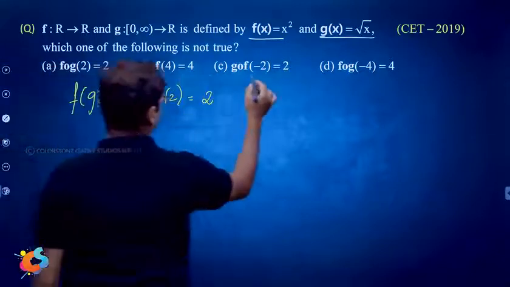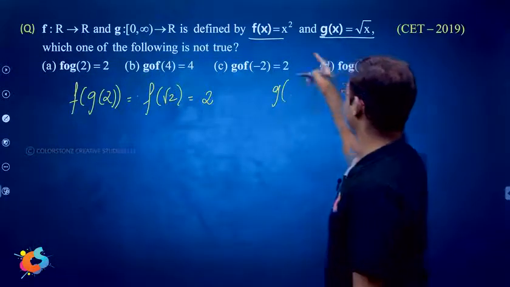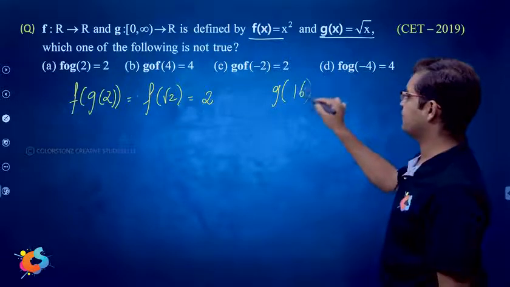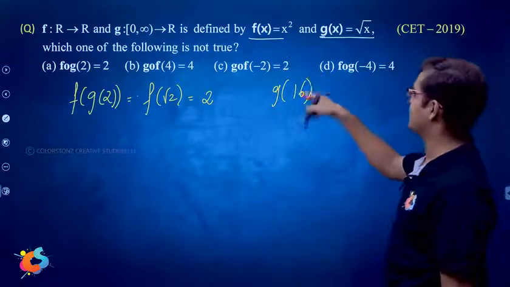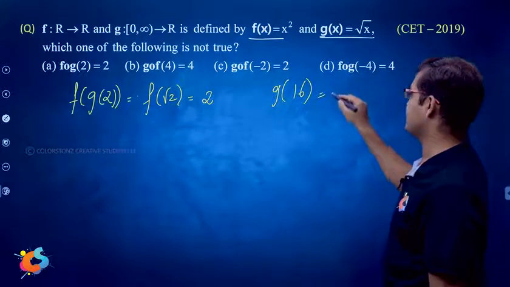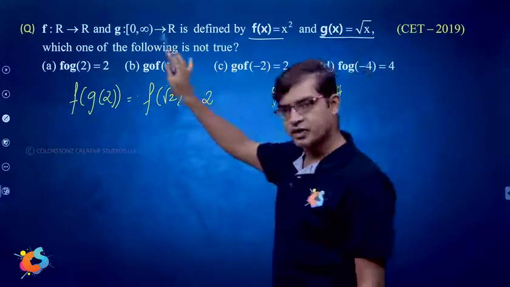Next, g of f of 4. What is this one? This is nothing but g of f of 4. f of 4 is 4 square, which is 16. What is g of 16? Under root 16, which is equal to 4. So this is also correct only.